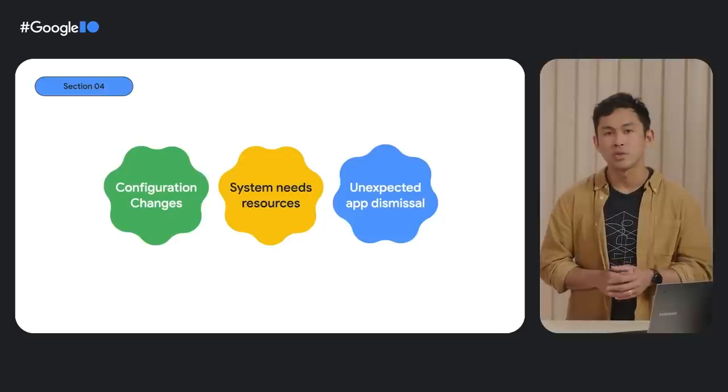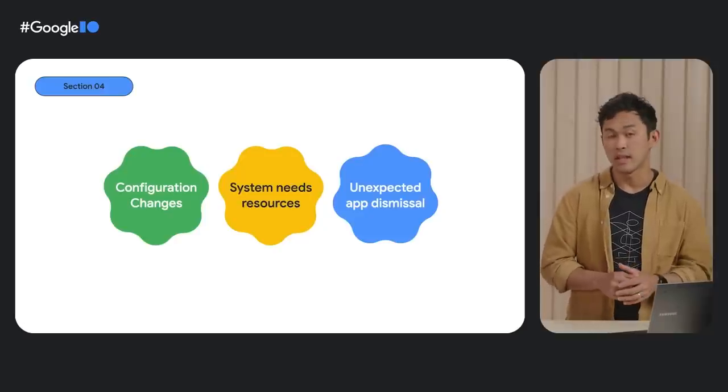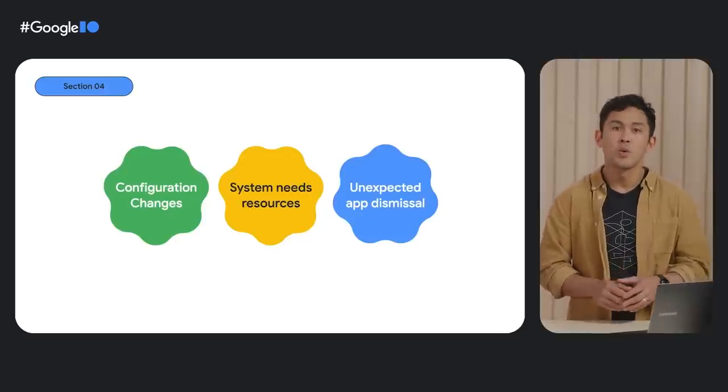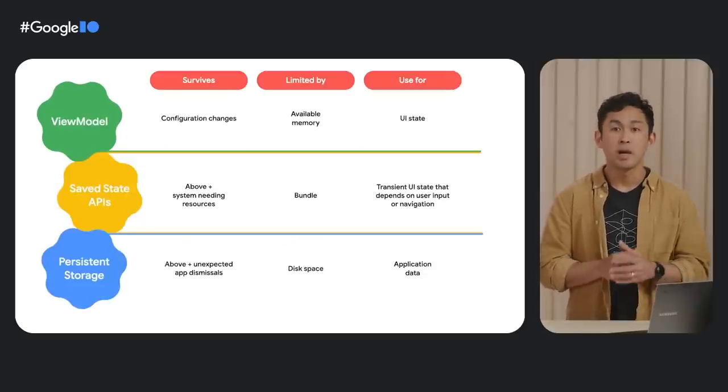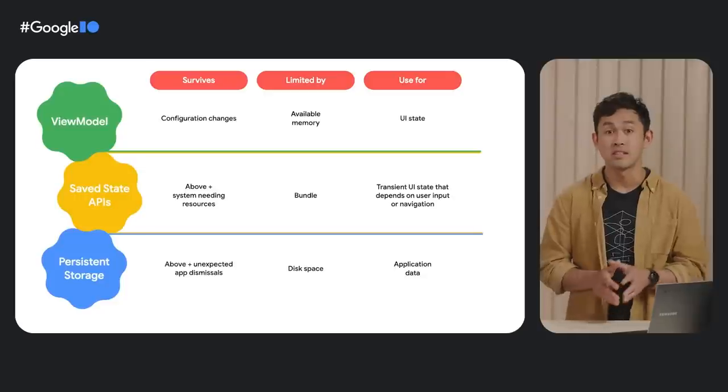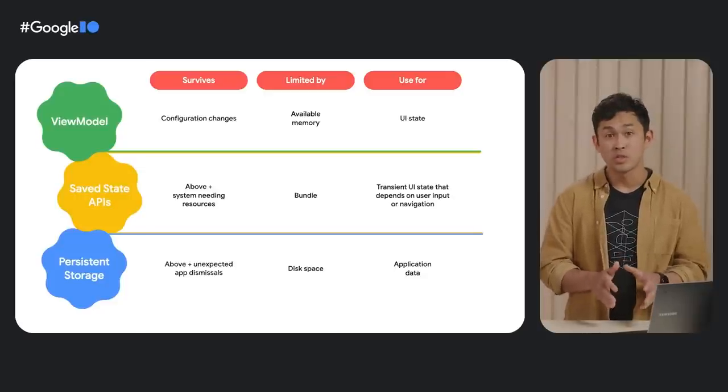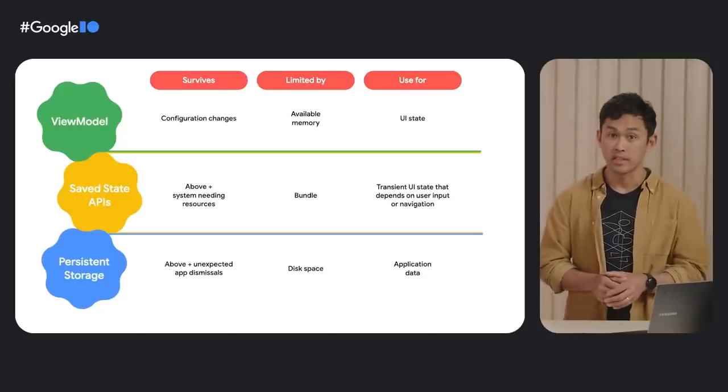Saving UI State on Android goes over the different ways your app can lose UI state, like during config changes, when the system needs to reclaim resources, and during app dismissal. Learn about best practices to handle saving state in these different scenarios so that when your users return to your app, state is restored correctly.